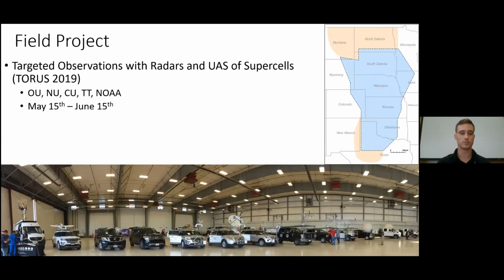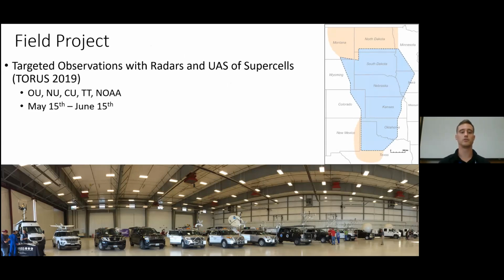Now, the TORUS field project, and on the right-hand side here, you can see sort of the general region that we were in during the spring of 2019. The blue, we never went outside of the blue region, but you can see that is a large area that we covered. And on the bottom here, you can see all the various vehicles that participated in this field mission, and there was actually some that weren't included in this photo.